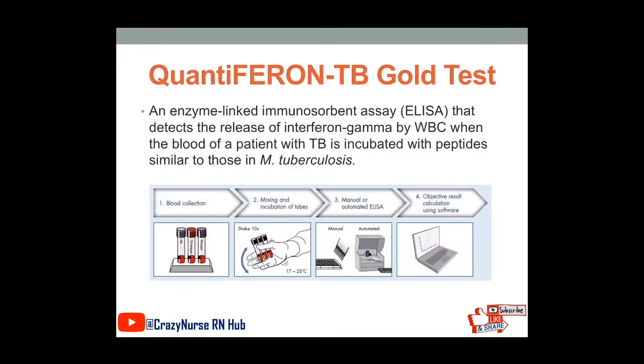So this is done in 4 steps. First, we have to collect the blood. Then we have to mix and incubate the tubes. After that, there is a manual or automated ELISA. Okay, so we'll be using machines here. Then after that, an objective result calculation using software will be obtained.